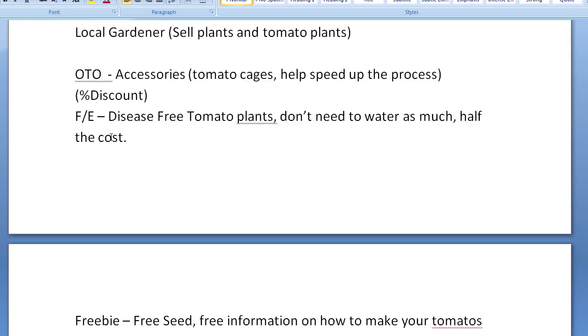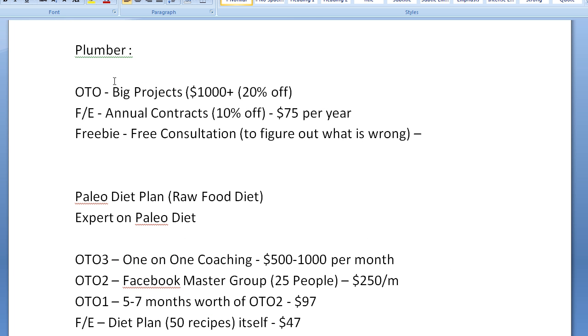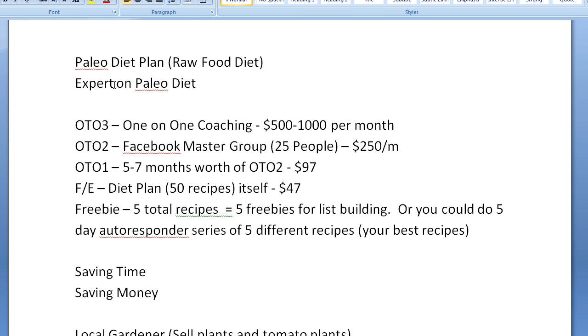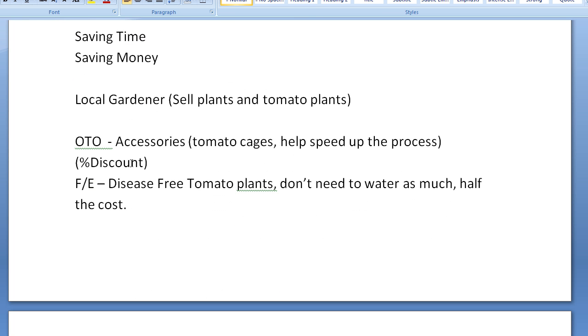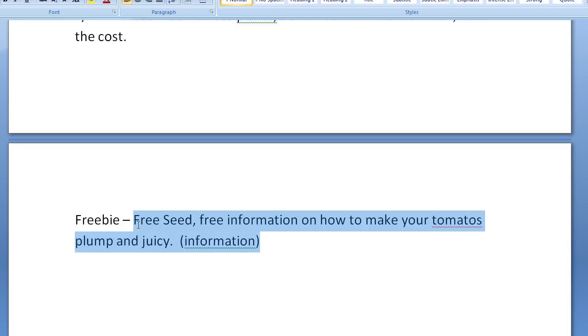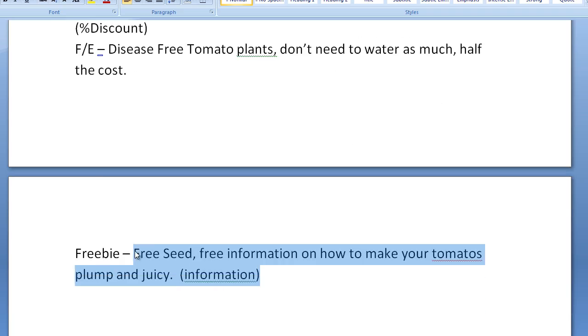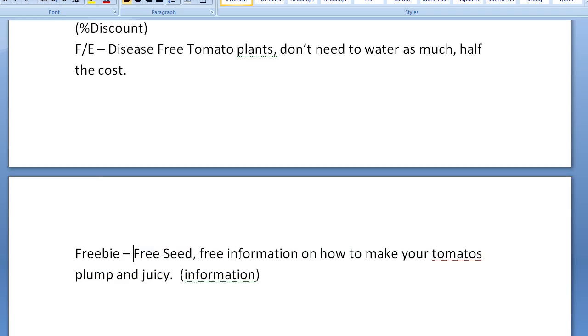So there we have it, and that was created pretty shortly. So we had the one-time offer, front-end offer, and freebie, and that was for a local gardener or a physical product. So as you can see here, we have the plumber, which is a service-based business, consulting and coaching, and then of course the physical item. So don't forget that you can always use information as a freebie. You don't always have to use a physical product, so you can use information if you'd like to. Now if somebody walks into your store, you can have pamphlets and stuff like that to give them knowledge, to gain their trust, and so forth. And there we go.